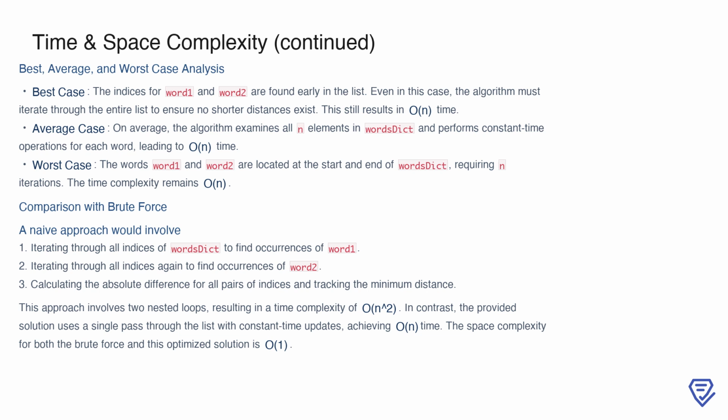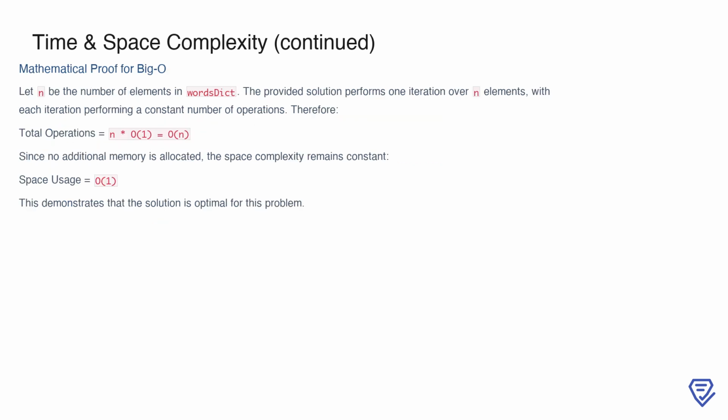When compared to the brute force approach, which involves 2 nested loops to find and compare all possible index pairs, the naive solution results in a time complexity of O(n²). In contrast, the optimized solution achieves O(n) time by using a single pass through the list, while both approaches maintain a space complexity of O(1). Finally, let's mathematically validate the big O analysis. If n represents the number of elements in wordsList, the solution performs one iteration over all n elements.